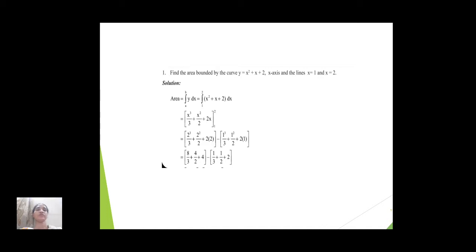Then we will substitute the upper limit first and minus the lower limit. Upper limit means 2 cube by 3 plus 2 square by 2 plus 2 into 2, minus 1 cube by 3 plus 1 square by 2 plus 2 into 1. Then we get 2 cube means 8 by 3 plus 2 square 4 by 2 plus 2 into 2 4, minus the lower limit, 1 cube by 3, 1 by 3, 1 square by 2, 1 by 2, plus 2.